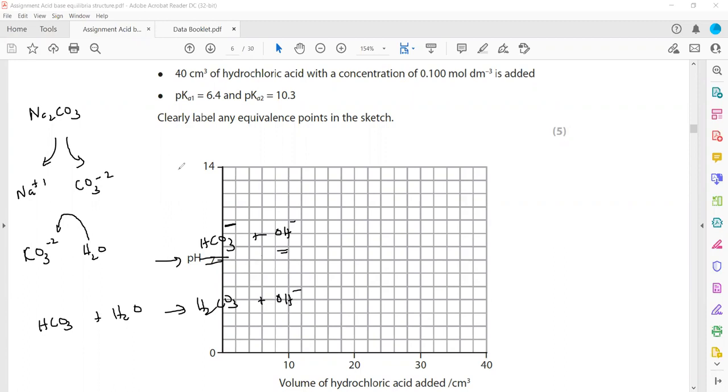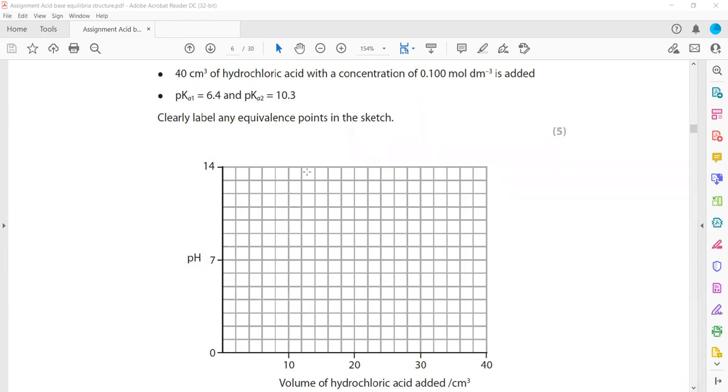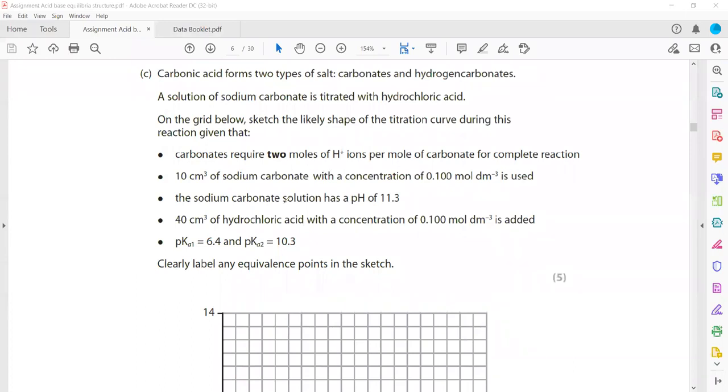So why, when carbonate ion is there, is the solution alkaline? Because the carbonate ion has a tendency to accept protons. When something accepts a proton in the solution, there will be more OH⁻ ions. That's why the solution of a carbonate salt will be alkaline. So what we are doing is titrating the carbonate salt solution with hydrochloric acid, and because of the carbonate ion, the solution will be alkaline. It has a tendency to accept protons, and that makes the solution alkaline.